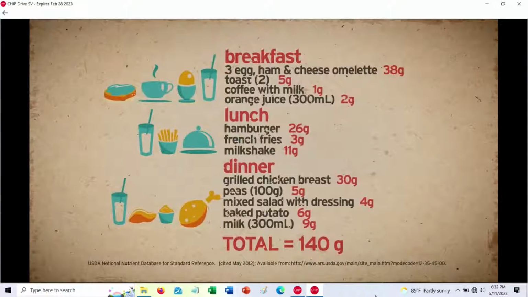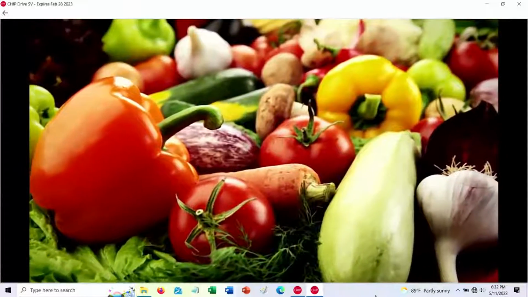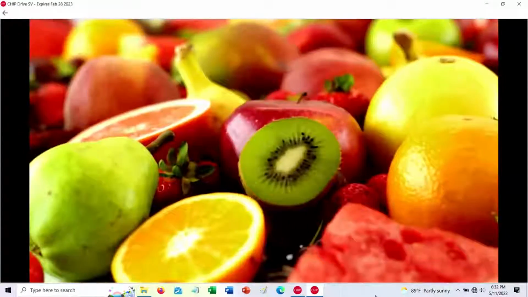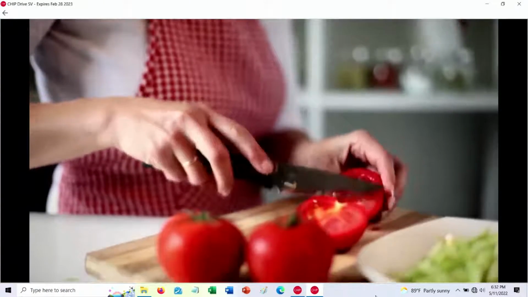How much protein does an average person consume today? Have a look at the breakfast, lunch, and dinner, and if you add up all these protein sources, it works out to be 140 grams of protein. In the more recent past, it was believed that specific plant foods needed to be combined at meals for their protein to be useful. We now know that if a wide range of plant foods are eaten across the day, the body is quite capable of efficiently using the protein they contain.